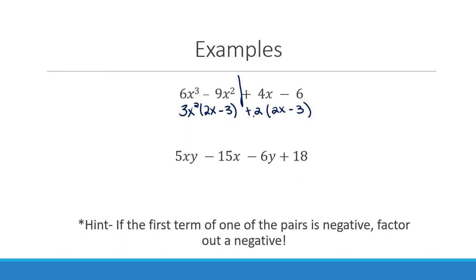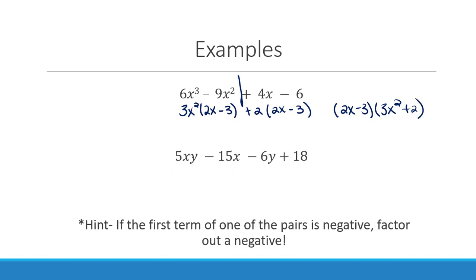So notice what this looks like. Doesn't this look like when you have a term as your GCF? So we can rewrite this just like we did previously. My GCF of all four of these would then be 2x minus 3. What is 2x minus 3 being multiplied by? It's being multiplied by 3x squared, and it's being multiplied by plus 2.